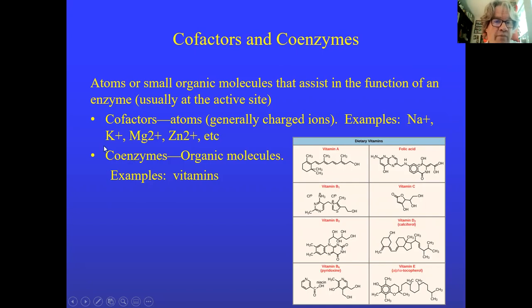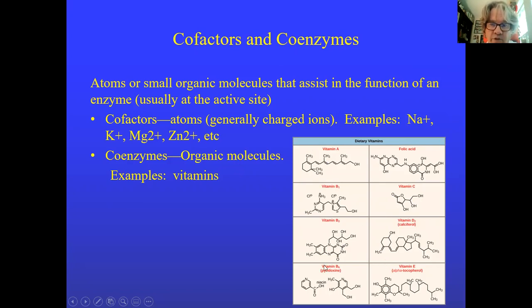Then there are coenzymes. Coenzymes are organic molecules that do the same thing. They are smaller molecules that fit in with an active site and allow that active site to do some sort of function. Vitamins are coenzymes: vitamin A, folic acid, the B vitamins, vitamin C, and so on. All these are basically coenzymes that help enzymes do certain functions. You need these, and if you don't have them, you don't do well. So this is why you need vitamins.